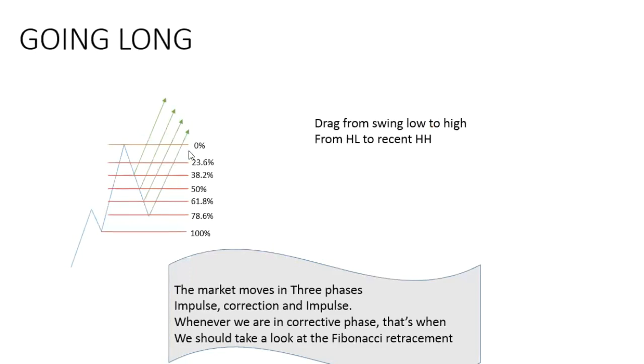Okay, we're going to look at how it works in the short trade, and then we're going to take a look at the real-time market. You'll see that it's not really complicated. The market moves in three phases: impulse, correction phase, and impulse phase. Whenever we are in the corrective phase, that's when we should take a look at the Fibonacci retracement. During the impulsive move, we don't utilize Fibonacci, but once it starts to correct, that's when we take out our tool, put it at our previous swing low and swing high, and then we see when it's going to continue to impulse.